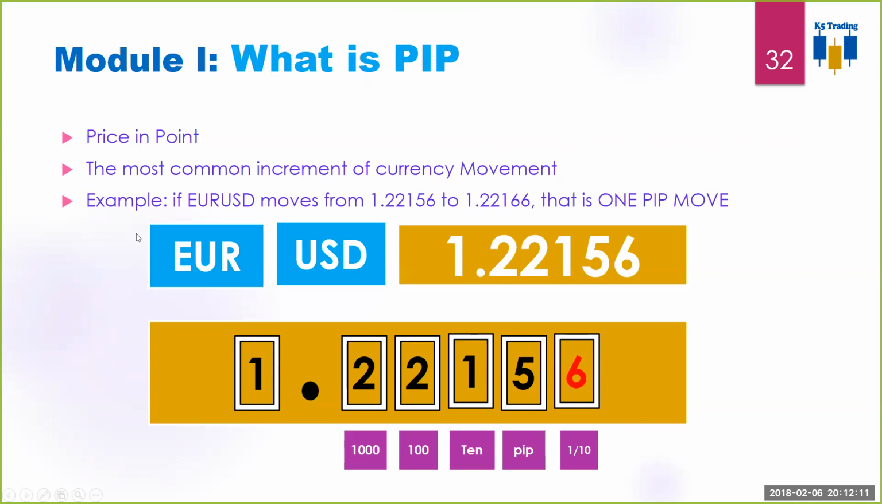For example, if Euro USD moves from 1.22156 to 1.22166, that is a 1 pip move. We don't count this last digit. Most of the time now with MetaTrader 4, many brokers actually quote in 5 digits after the decimal point. We consider only the first four. This is a very, very small fraction, so we just ignore that.